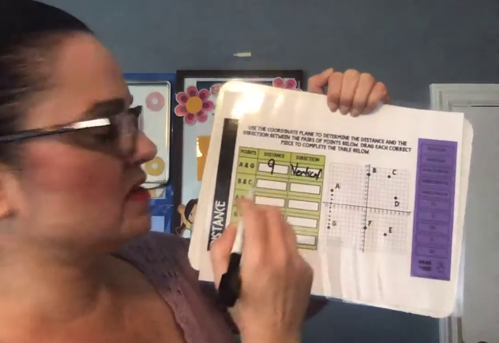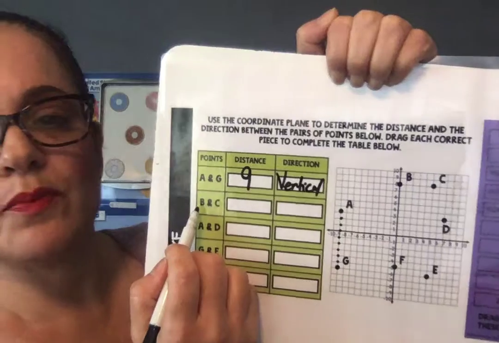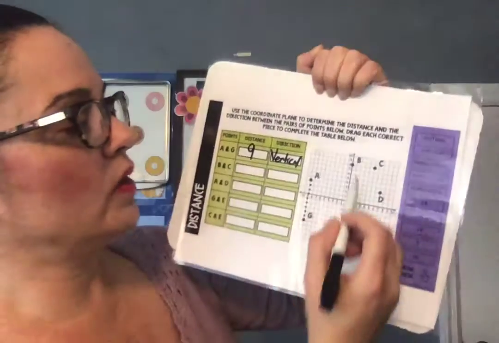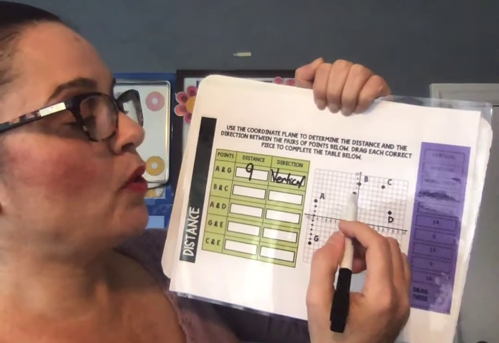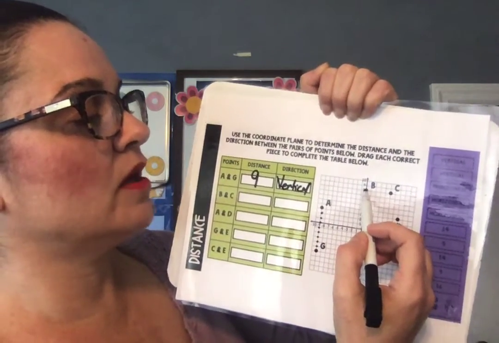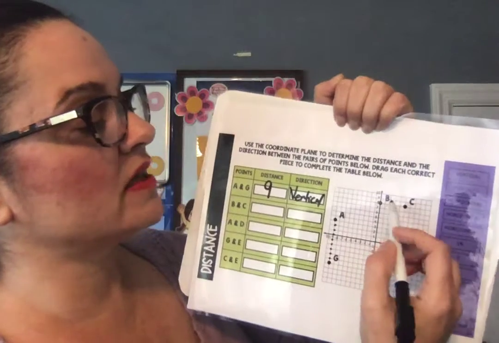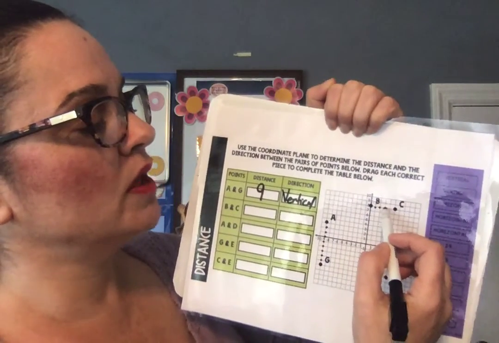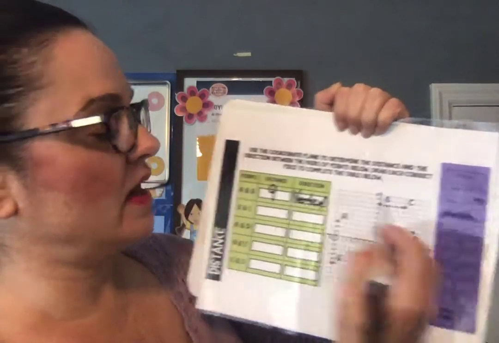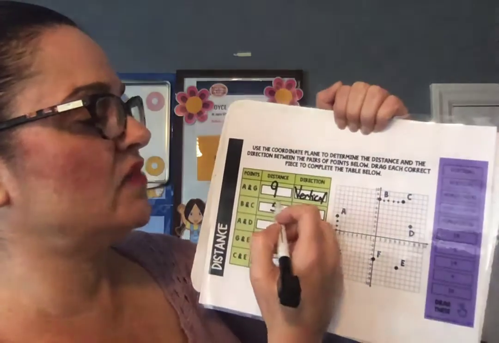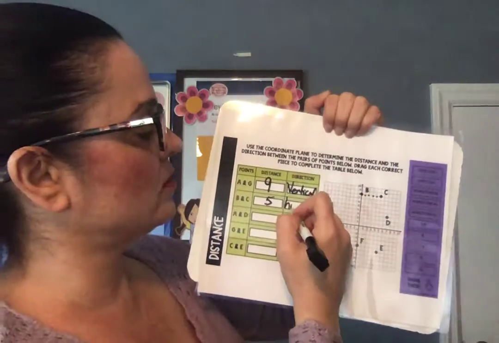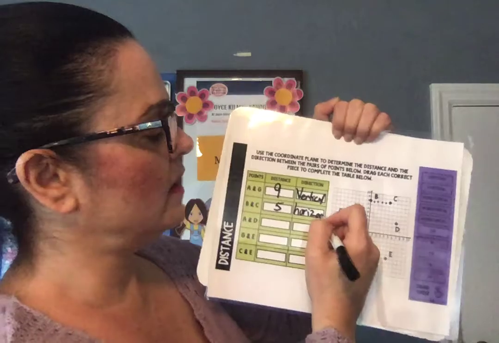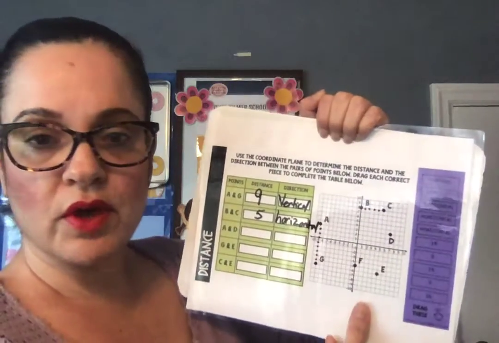Let's do one more together. What is the difference between points B and C? Well, here is B and here is C. So let's count. Again, point 1 is not the point B. 1 is the next point. So 1, 2, 3, 4, 5. So the distance is 5. Is the direction horizontal or vertical? Well, it's going straight across, so it's horizontal. So go ahead and try the remaining 3 on your own, okay?